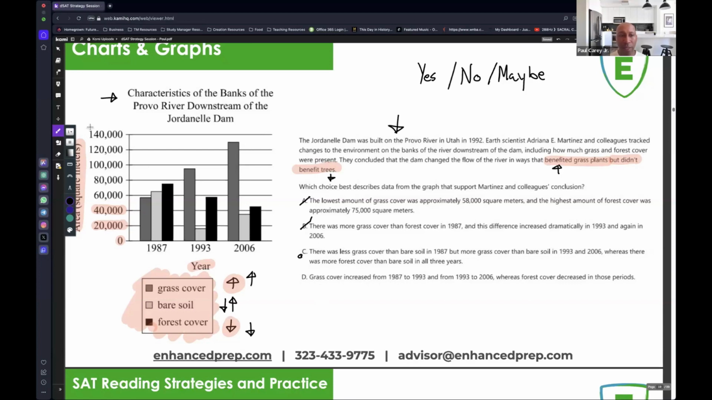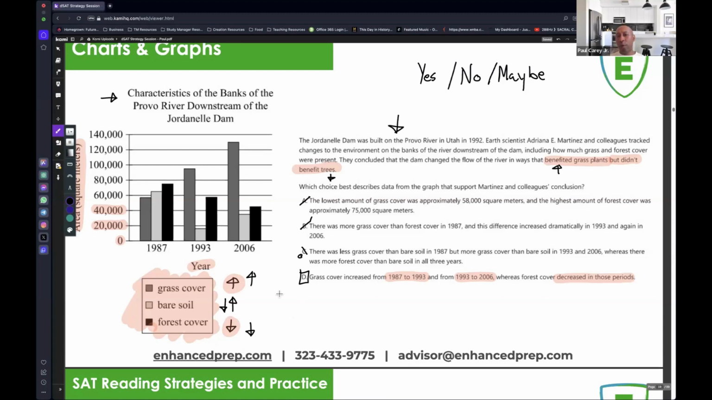Grass cover increased from 1987 to 1993. Okay, cool. We saw that happened. And from 93 to 2006. Okay, we also saw that. Whereas forest cover decreased in those periods. Awesome. So now we know that one sounds good, and this one doesn't sound as good anymore, and we're going to go with D as our answer choice.